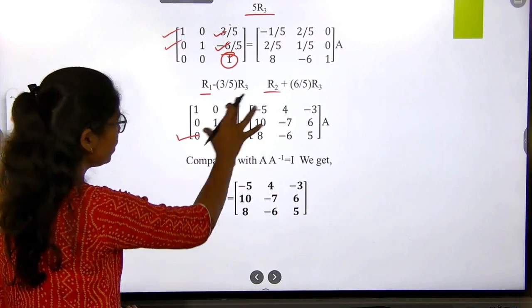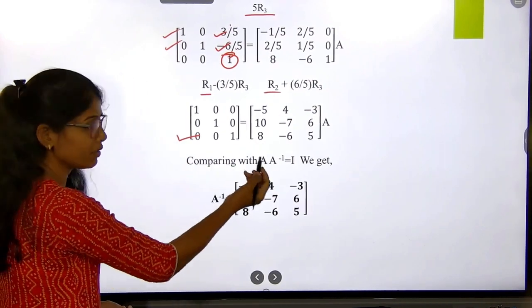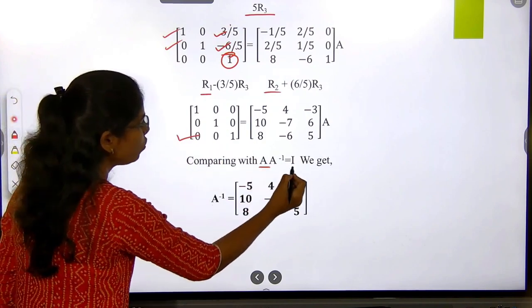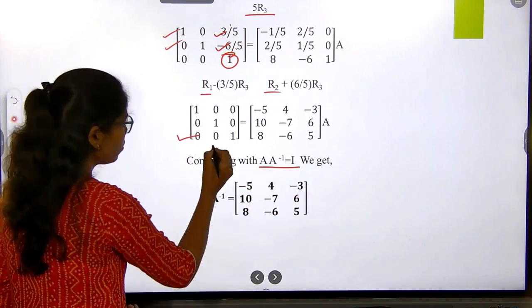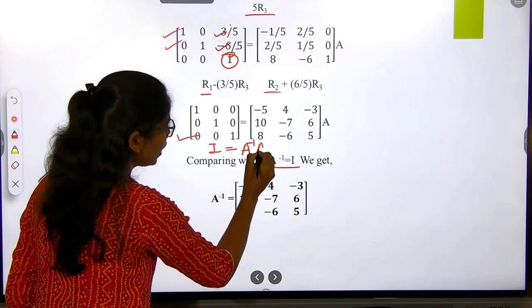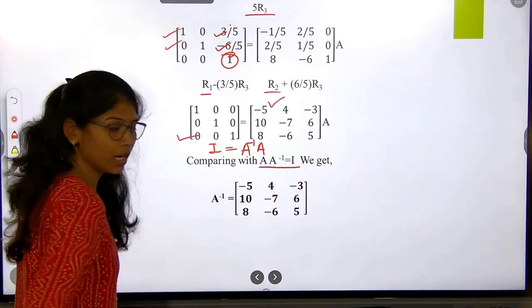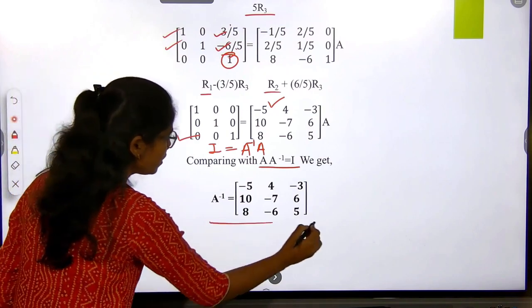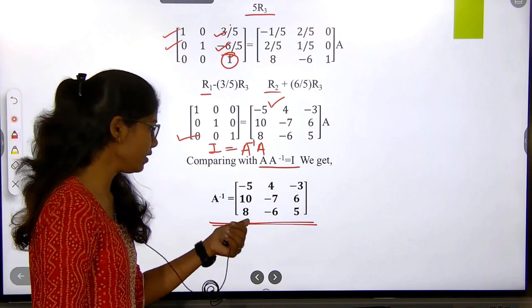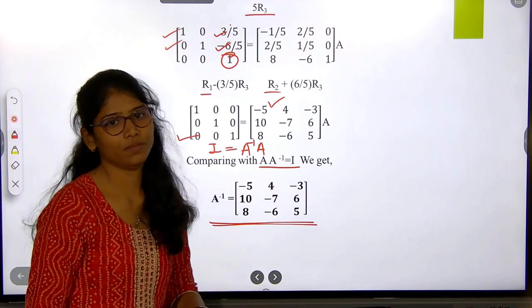So we get this. Now this is your identity matrix. Comparing with A into A inverse equal to identity, look here, identity equals A inverse into A. So this matrix is your A inverse. Therefore A inverse equals minus 5, 4, minus 3, 10, minus 7, 6, 8, minus 6, and 5. Thank you.